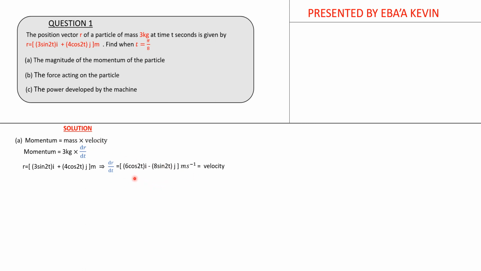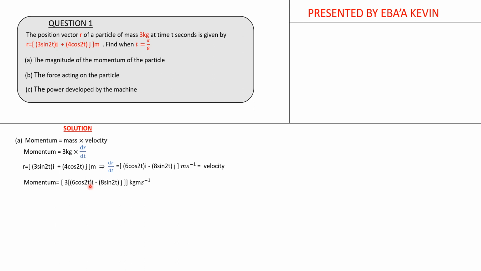Since we already have the velocity and we have the mass, we can therefore get the momentum directly by simply multiplying the mass times the velocity. Doing that, we obtain 3 times the velocity, and the unit of the momentum is kilogram meters per second. But remember, we are asked to find the magnitude of the momentum of the particle when t is equal to pi on 8. So once you arrive at this stage, you have to go and simplify.